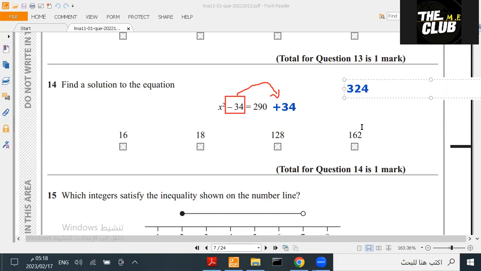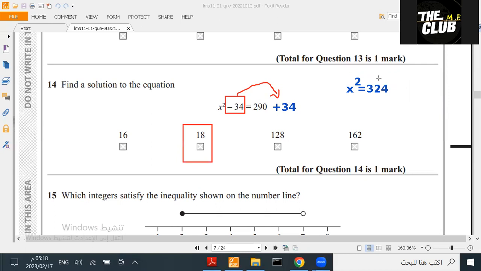You put it under what? Very good. You put it under the square root, because of the x squared, to get the answer. So square root of 324. It's going to be what? For question 14, it's going to be 18. Very good. Yes, it's going to be 18. So again, we take the 34 to the other side. It's going to be plus.